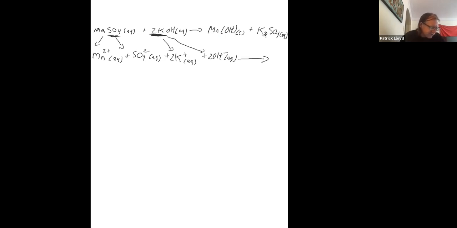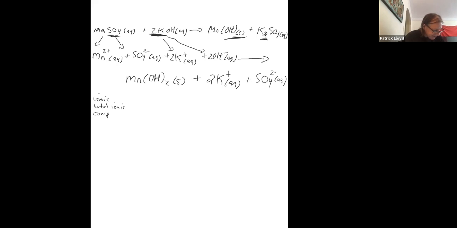So on the product side, this one's a solid, so it remains as a solid. And then this is an aqueous, so again, there's 2 potassiums there. So be careful, don't write K2, write 2K plus. Okay, so again, that's the ionic equation. Or if you want to call it total ionic or complete ionic, whatever you want to call it. I've seen it stated always. Okay. Now we write the net ionic.